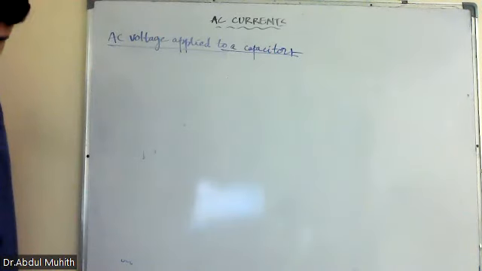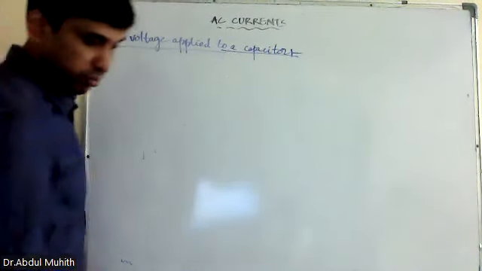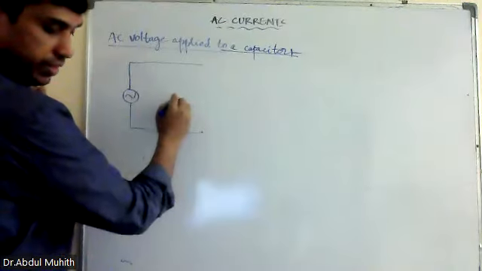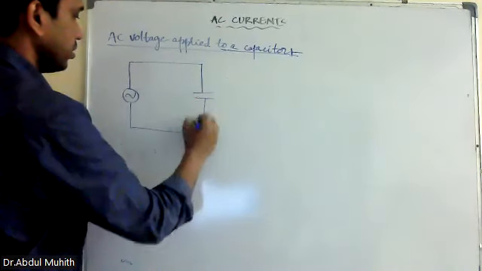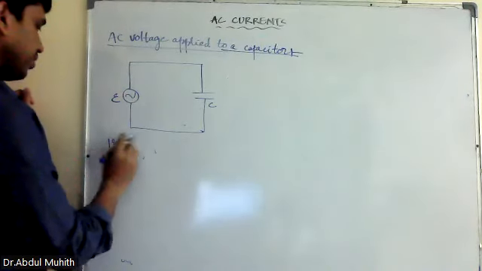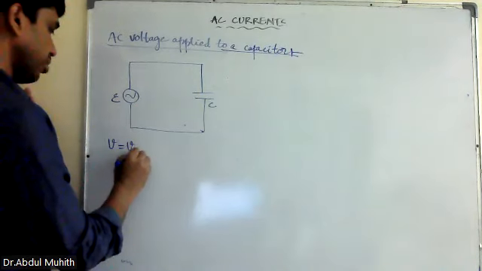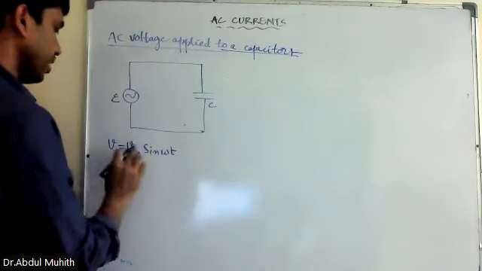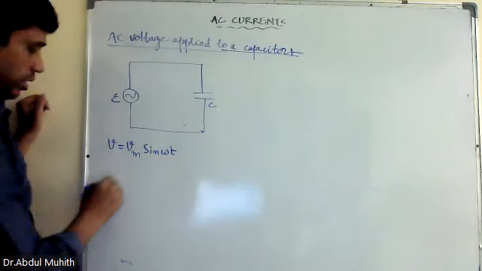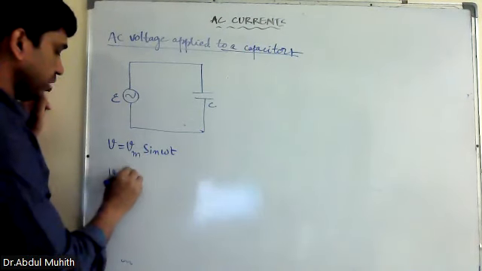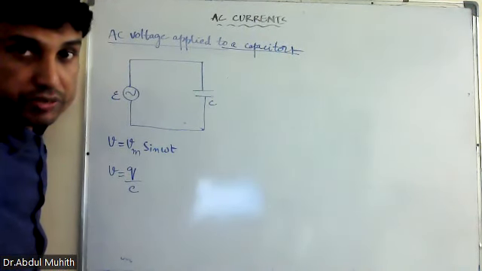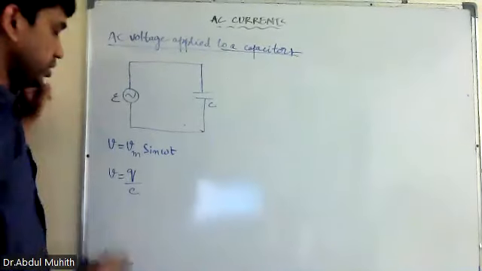Now, here we will discuss AC voltage applied across a capacitor. So here we have AC, and then we have a capacitor like this. C is the capacitor, and E is the voltage. What is the formula? We start with the same voltage. V is equal to Vm sin omega t. This is the first one. And we know V is equal to Q by C, the voltage across the capacitor.